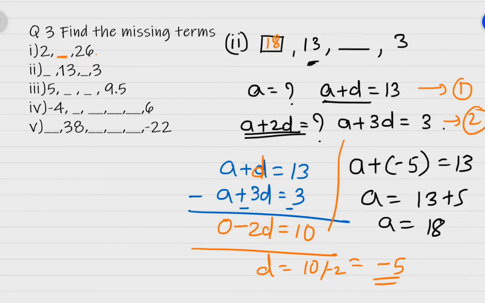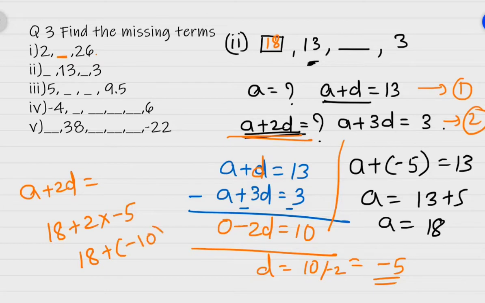You got the value of A as 18. Now you have to find the value of A plus 2D. So A plus 2D will be equal to how much? A is 18 plus 2 into D, which is minus 5. So 18 plus minus 10, that is 18 minus 10, and you are getting 8. So the value is 8. Now simply you see, 18 minus 5 is 13, 13 minus 5 is 8, 8 minus 5 is 3. So your answer is also correct.